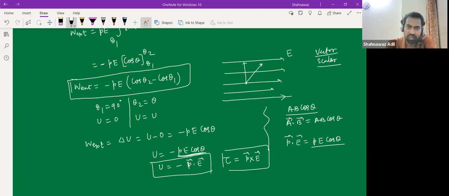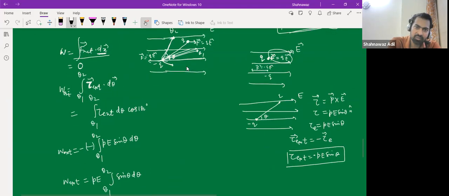Theta is 180 above. Okay. So you see that torque for this part, right? This is the theta angle. This is the angular displacement, and this is the torque that we are applying.